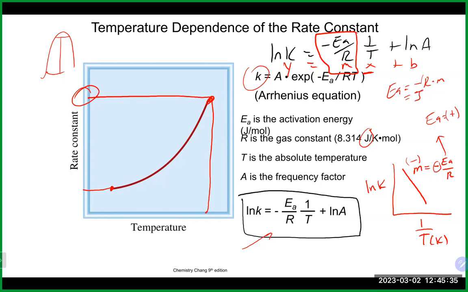Very commonly, activation energy is given in kilojoules, so you may have to divide it by 1,000 to get to kilojoules. But when you do it from the graph like this and you multiply by R, you will end up in joules, not kilojoules. So that's something to keep in mind. A lot of times the questions will ask for it in kilojoules.